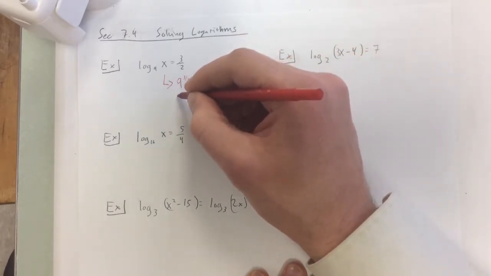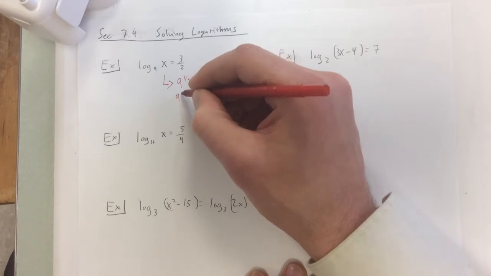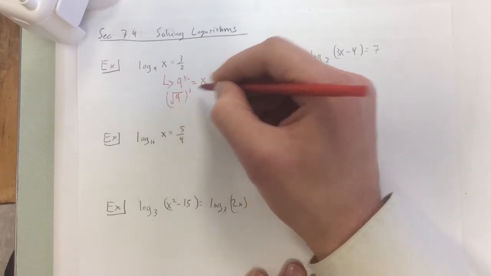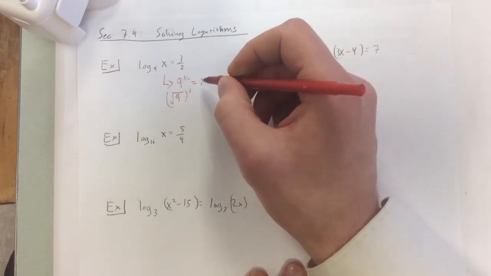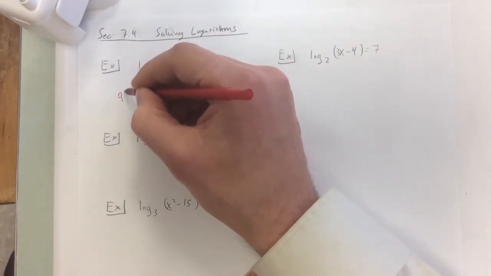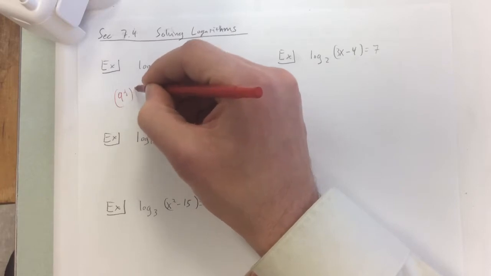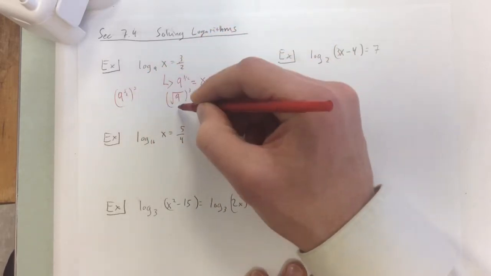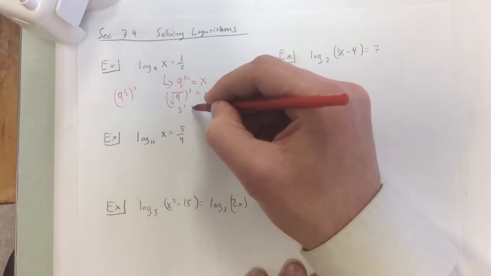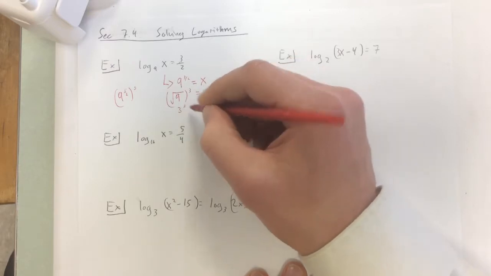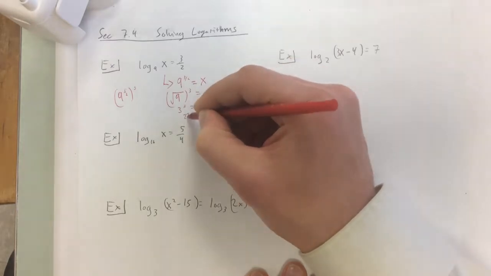I'm going to say, well, this is the same thing as the square root of 9 to the third. Why is it the square root of 9 to the third? 9 to the 3 halves is the same thing as 9 to the 1 half times 3. That's the square root of 9, which is 3, cubed. And 3 cubed is 27. So x is equal to 27.